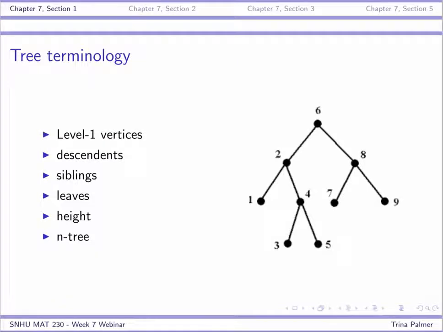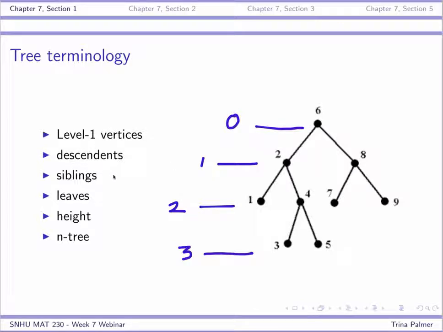So just some terminology. When you have a tree, they have different levels. So this is level 0, level 1, level 2, and level 3. So the only vertex at level 0 is 6. Both 2 and 8 are considered level 1. 1, 4, 7, 9 are considered level 2, and so on.